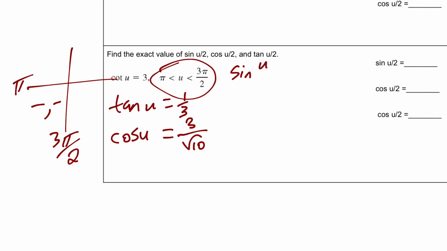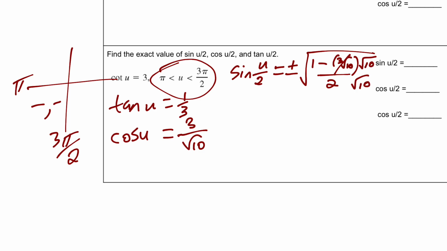So we can say that sine of u over 2 is equal to plus or minus the square root of 1 minus 3 over root 10, sorry, and then on the bottom, it goes to 2. So if we want to get rid of that, we can multiply by root 10 over root 10. And this becomes root 10 minus 3 when we distribute, and then on the bottom, we're going to have 2 root 10. And this is still all underneath the radical.